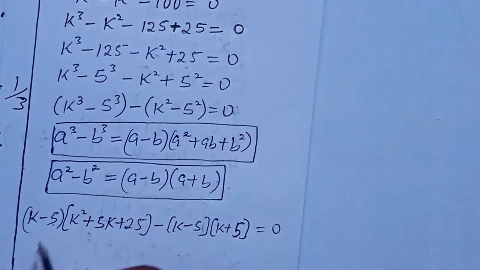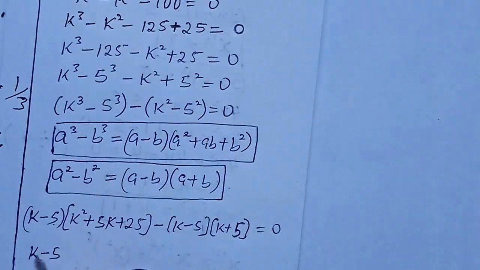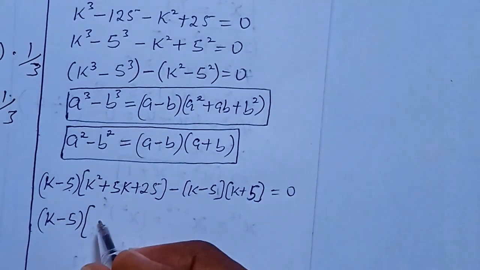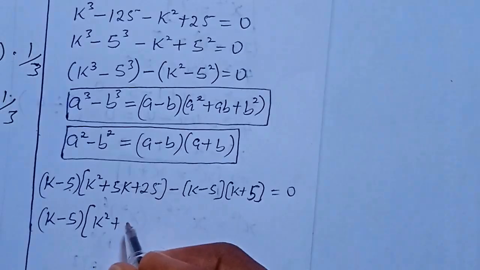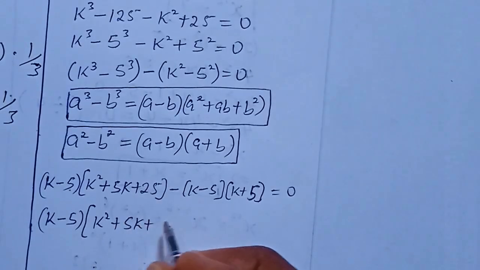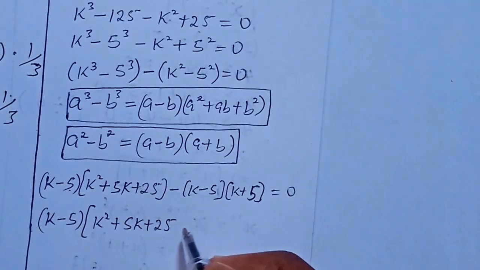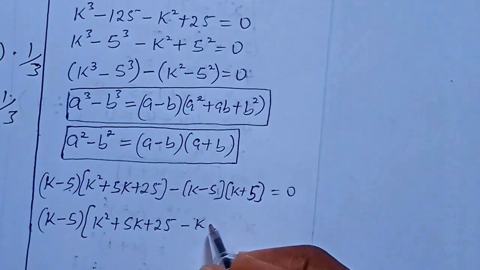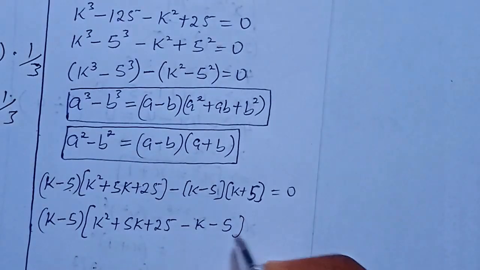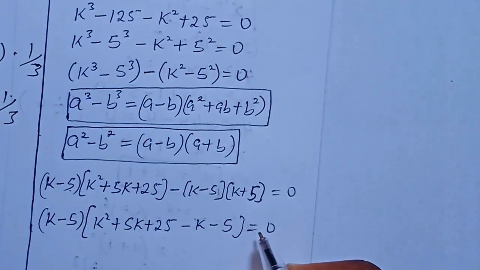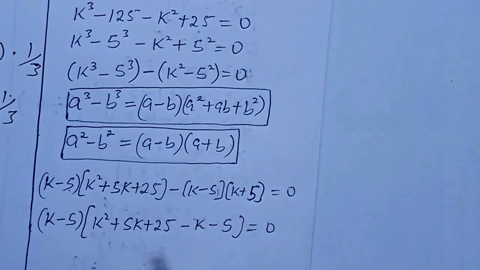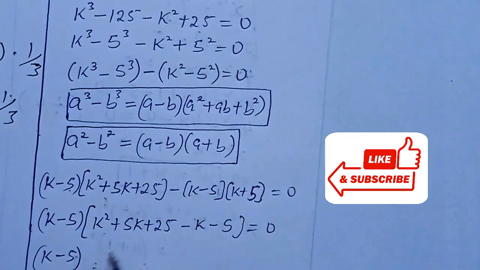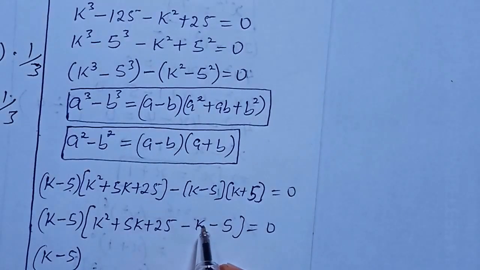So we factor it out, and we have k minus 5 into bracket, then open another bracket. So we have k squared plus 5k plus 25, then this gives us minus k, then minus 5 equal to 0. And this can be simplified as k minus 5 into brackets. So this and this go to 4.